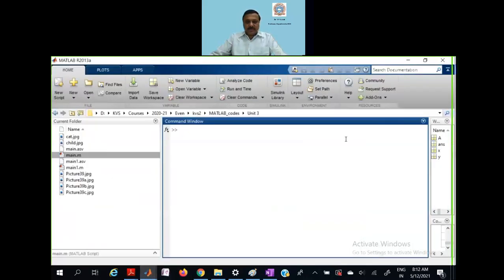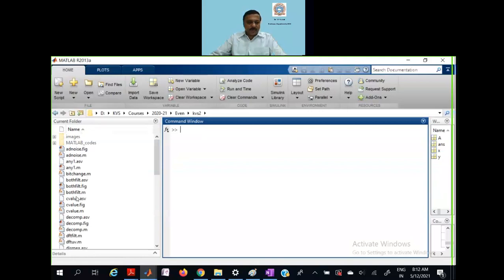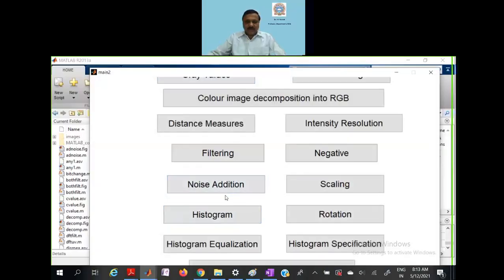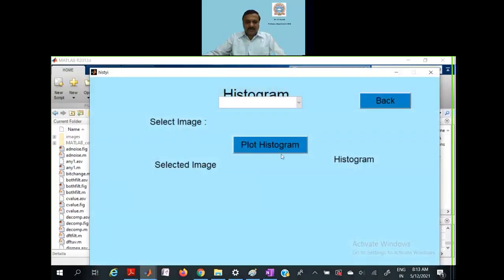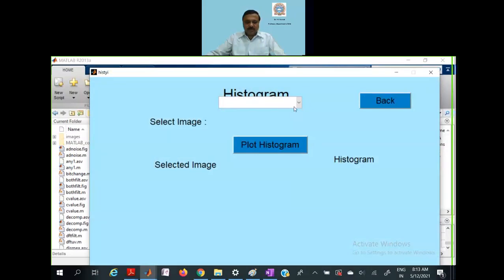Is the MATLAB window visible? Yes, sir. Okay. So I hope I have shown you this. This is the GUI that was developed by a group of students long back, somewhere around 2010. So I'll just use one of the techniques. Okay, so I'll just show you one.